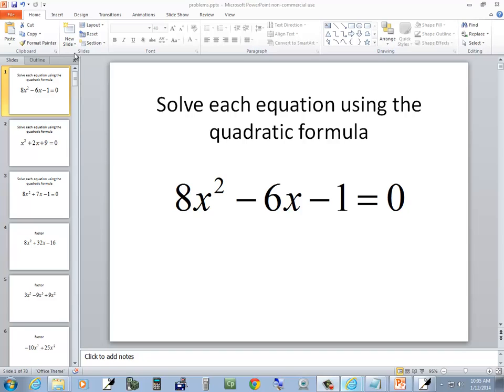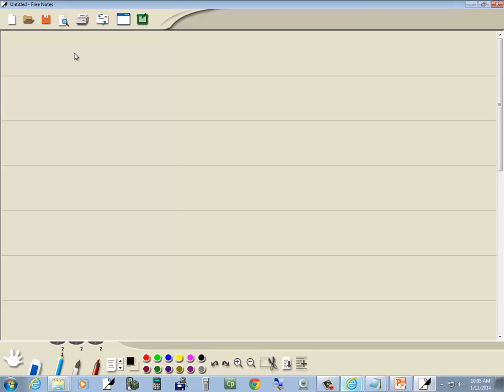Let's take a look at this problem. We want to solve this equation using the quadratic formula. We got 8x squared minus 6x minus 1 equal to 0. Now, the quadratic formula says you have to have 0 on one side, which you do. So then we identify our a, b, and c.